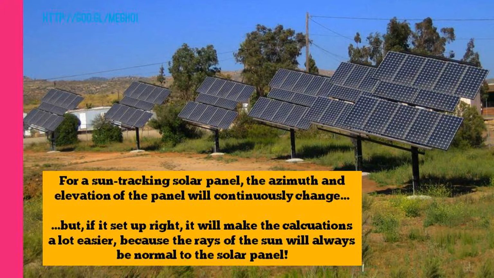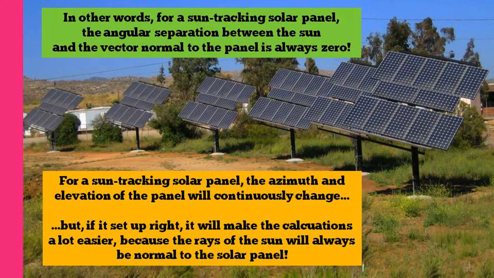If you had a sun tracking solar panel, where there is software actually keeping the panel pointing in the same direction as the sun, then the azimuth and the elevation angle of the panel will continuously change. But as long as it's set up right, the good news is the panel is always oriented to be perpendicular, normal to the rays of the sun, and the collection of power from the panels will be somewhat greater.